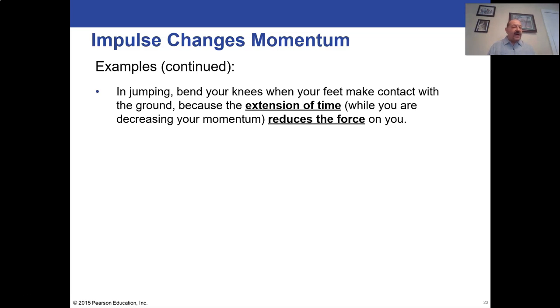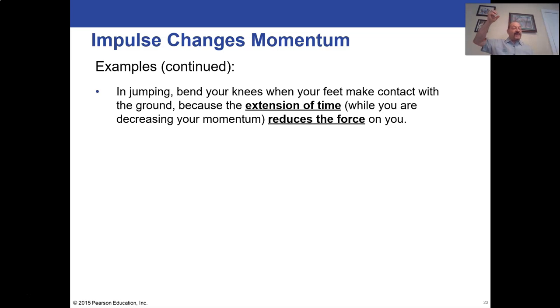Now, another example would be with your own body, especially people that do parkour. In jumping, you bend your knees when your feet make contact with the ground, because of extending the time it takes to reduce your momentum as you're jumping down. You're going very fast by the time you hit. Bending your knees will spend more time before you come to a dead stop and reduces the force on you.